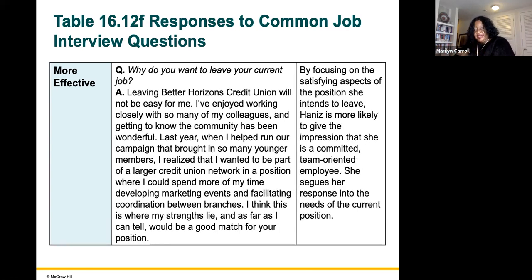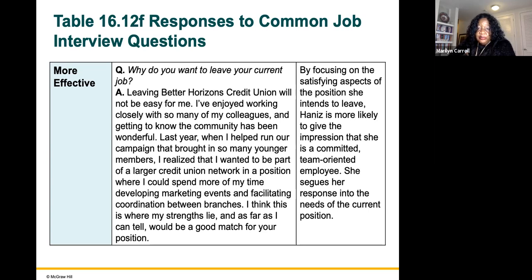Here's a better way of putting that. Now, what are your thoughts? Why do you want to leave your current job? Leaving Better Horizons will not be easy for me. I've enjoyed working closely with so many of my colleagues, and getting to know the community has been wonderful.